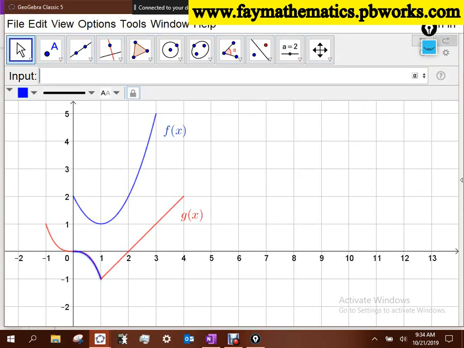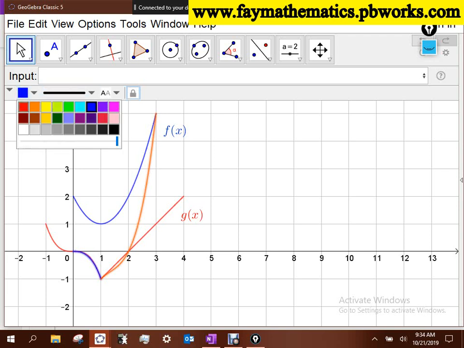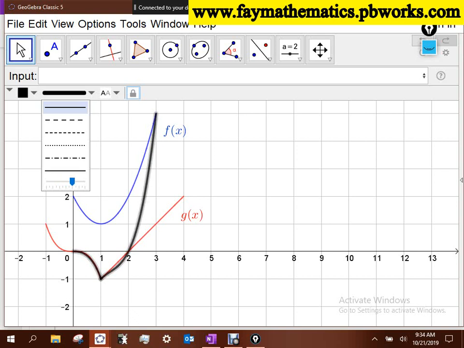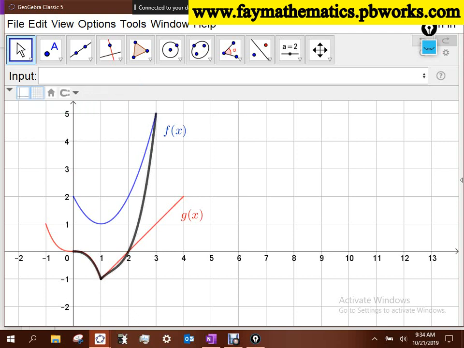Okay, and then I had f of x times h of x. So if I do the product of the two functions, it should give me that black thing. Does that make sense? Is it still only defined between 0 and 3, though?